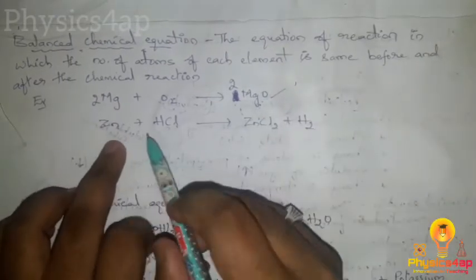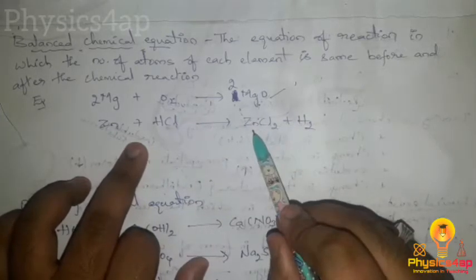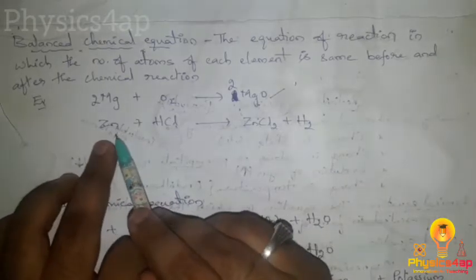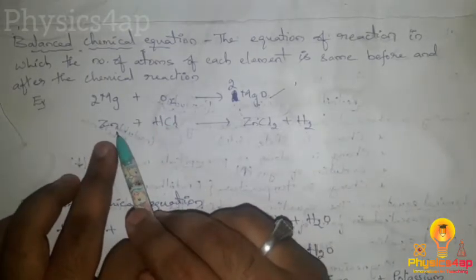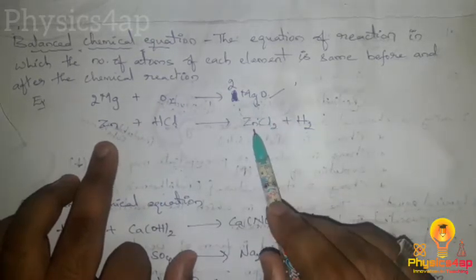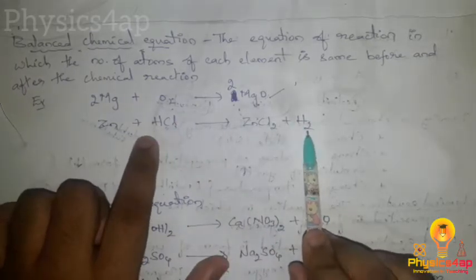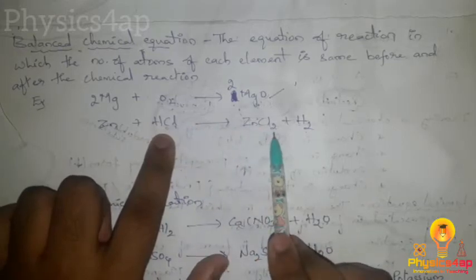Now in the case of the second equation, we have zinc plus HCl. When it combines, we get zinc chloride plus hydrogen gas. We have one zinc on the left hand side, that is on the reactant side, and on the product side also we have one zinc. Now coming to the hydrogens, on the left side we have only one hydrogen, but on the right hand side we have two hydrogens. Here we have one chlorine and here we have two chlorines.